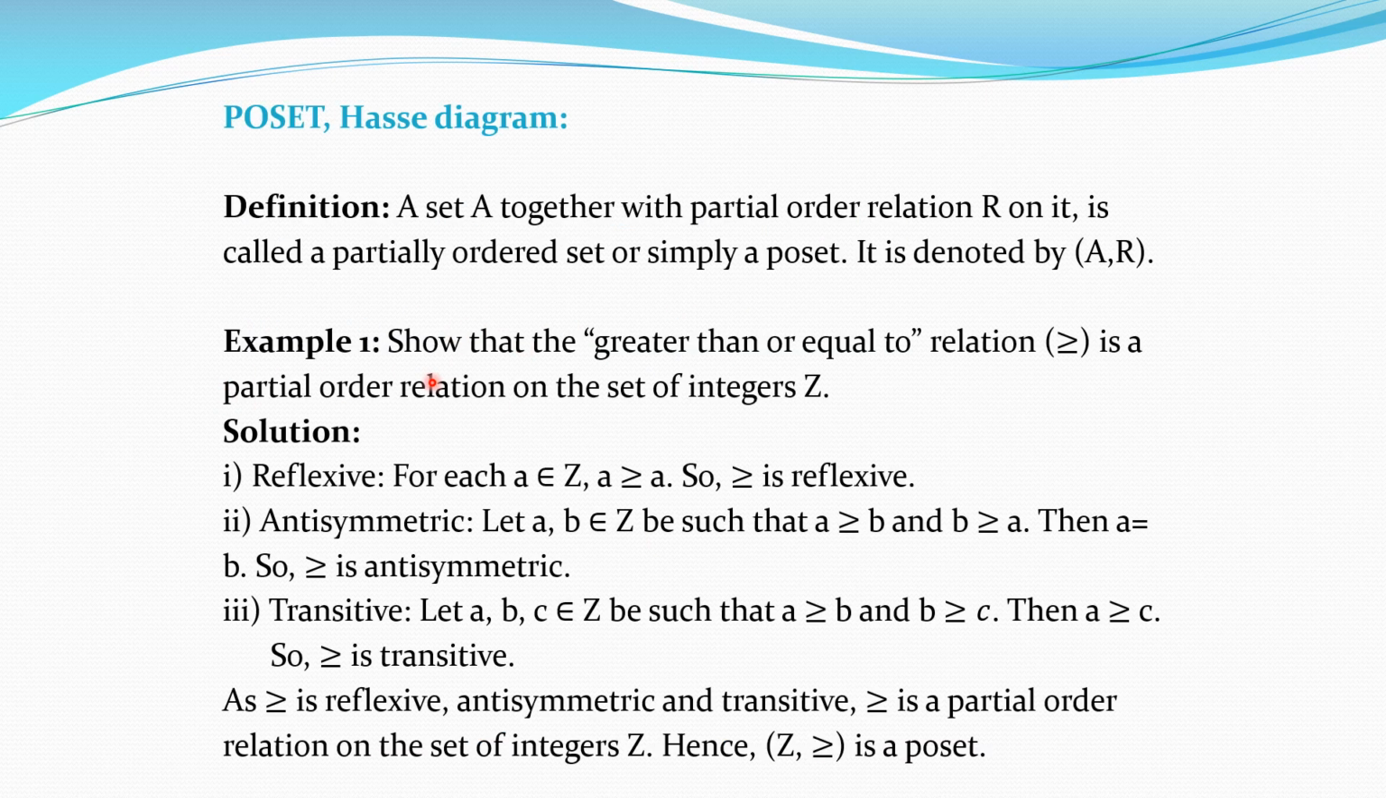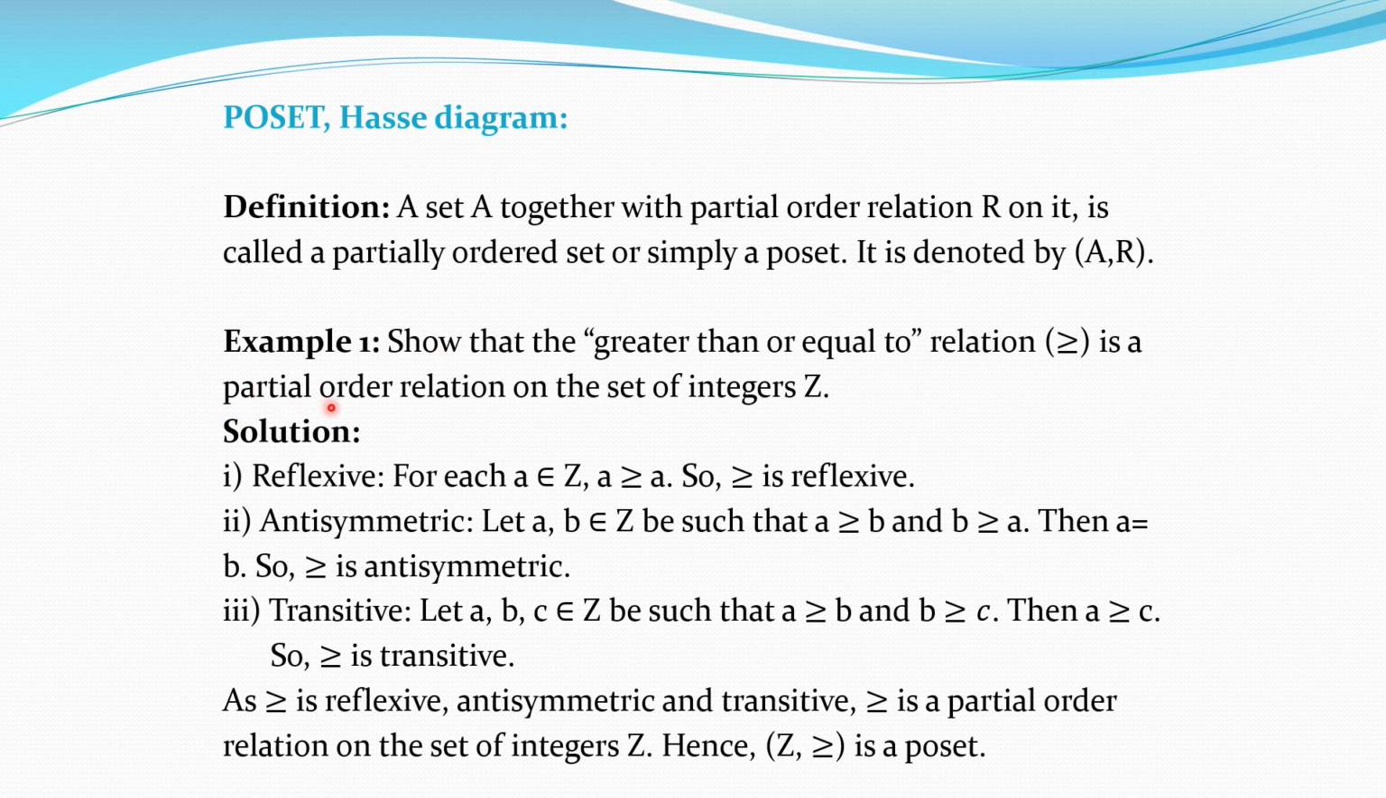Now we have already defined what is the meaning of partial order relation on some set A. So partial order relation is a relation which is reflexive, antisymmetric and transitive. Now we define POSET, that is partially ordered set. A set A together with partial order relation R on it is called a partially ordered set or simply a POSET, by taking P of partially, O of ordered and set. So it is a POSET. It is denoted by (A, R). So first we write the set and then the partial order relation on that set.